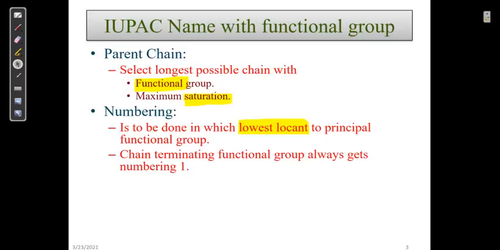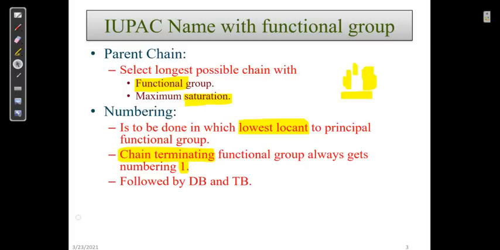Chain terminating functional groups always get numbering 1. Chain terminating functional groups are, in our story, the functional group as a minister. So cabinet ministers are always given priority 1, followed by double bond and triple bond. Once you give priority to one minister, all others are simply substituents. Means we have some function and we are inviting many ministers, but always one minister is the chairperson. So who will sit in the secondary suffix? The person who sits in the secondary suffix is based on the priorities.